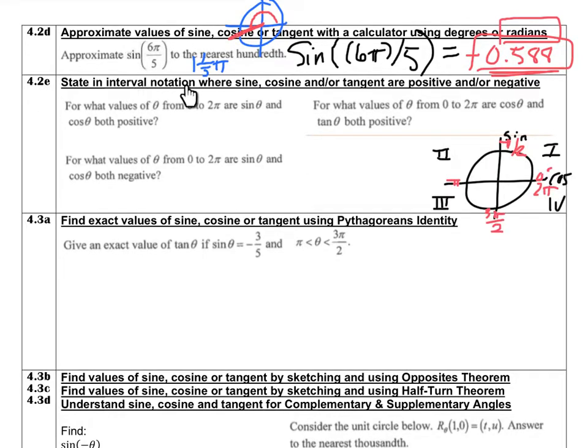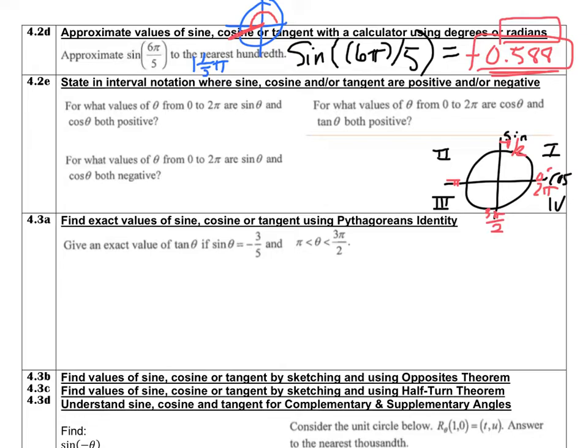4.2e, state an interval notation where sine, cosine, and tangent are either positive or negative. We have 3 different questions here. The first one says, for what values of theta from 0 to 2 pi, so we're going to go from 0 to 2 pi on the unit circle, where are sine and cosine both positive? Remember, sine is y, cosine is x. So in which quadrant does that happen?